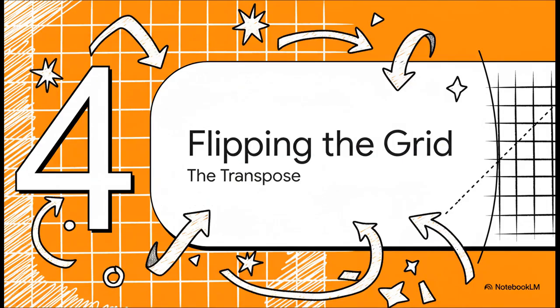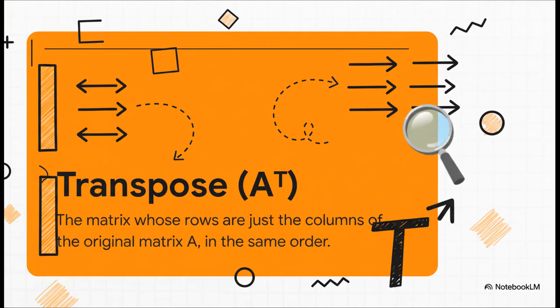Okay, this next move is a little different. It's not about adding or multiplying. It's about physically reorienting the matrix itself. We're going to learn how to flip the grid. This flip is called the transpose, and we show it with a little superscript T. The idea is really simple. The first column of your original matrix becomes the first row of the new one. The second column becomes the second row, and you just keep going like that until you're done.